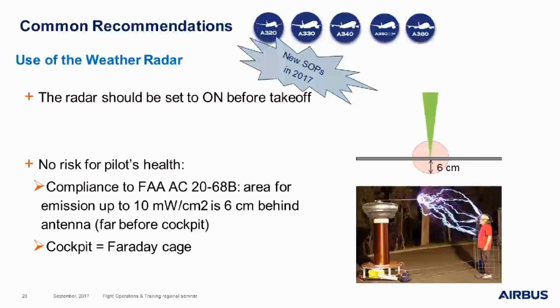Then, we would like to take the opportunity of these seminars to confirm that there is no risk for pilots' health in using the radar. Our radars are compliant with the only regulatory circular that exists, which is the FAA AC 20-68B. It means that the area for maximum emission of the radar is only located 6 centimeters behind the antenna, which is very far from the cockpit. In addition, the cockpit works as a Faraday cage. So the emission is very, very low in the cockpit for the radar.